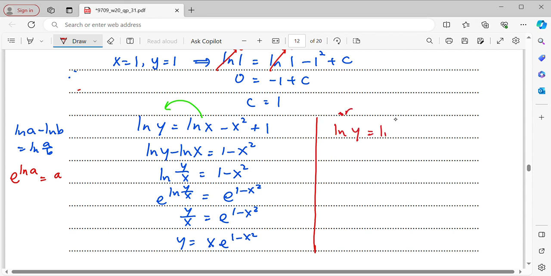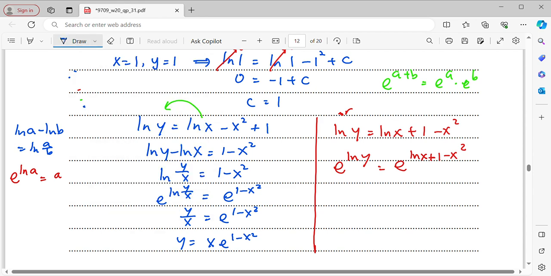ln y equals ln x plus 1 minus x squared. So I will just directly take e on both sides. So I will get e^(ln y) equals e^(ln x plus 1 minus x squared). And then since you have the summation of the power in the e, we have to refer to another formula, which is e^(a plus b). It will be e^a times e^b. So you may use this.